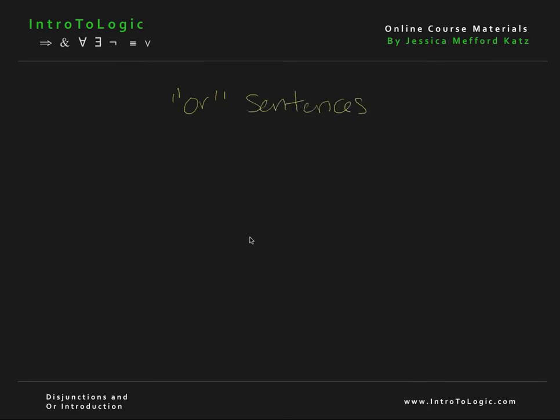A prime example of a disjunction is the sentence P or Q. Notice that P and Q are united by a lowercase v, and this symbol represents the or part of the sentence. And both P and Q are what we call the disjuncts of the sentence.